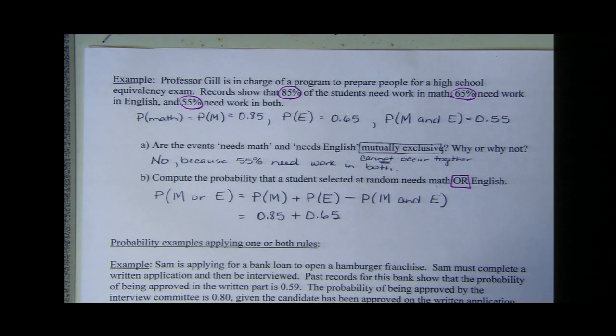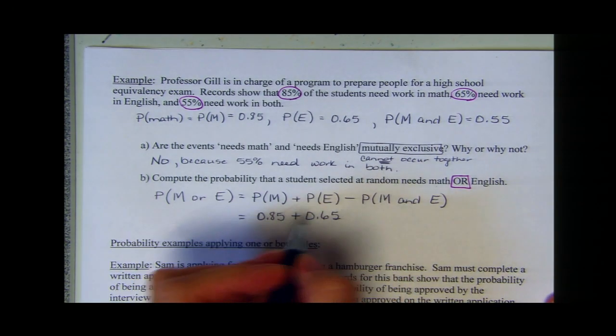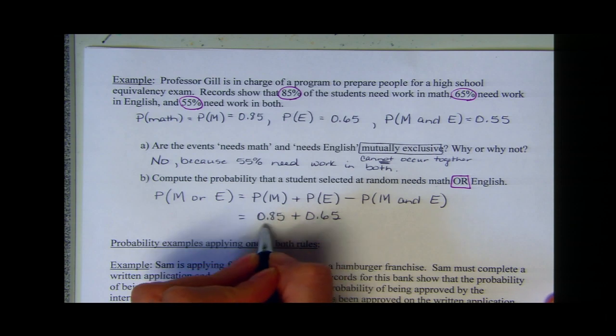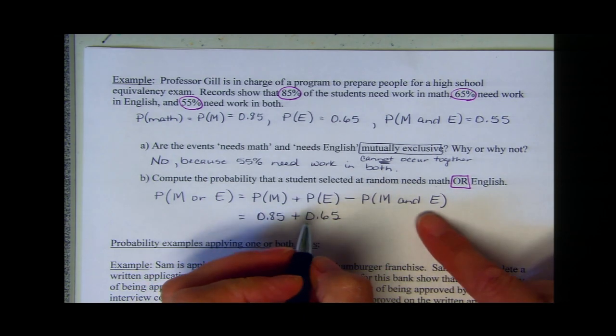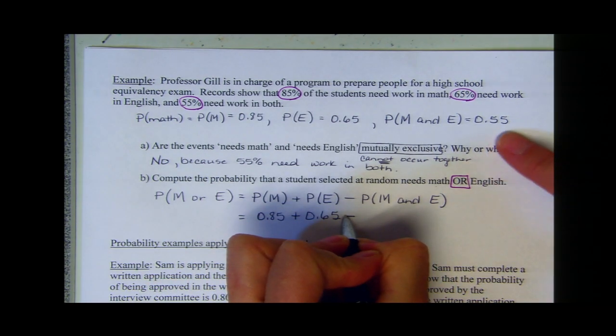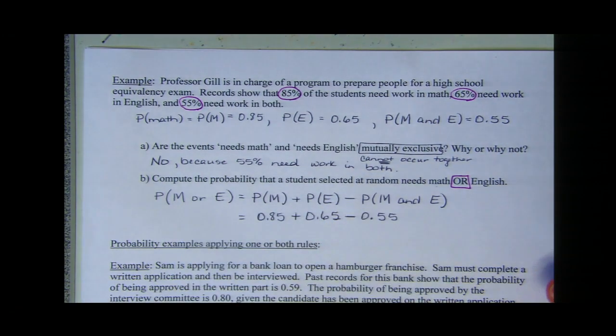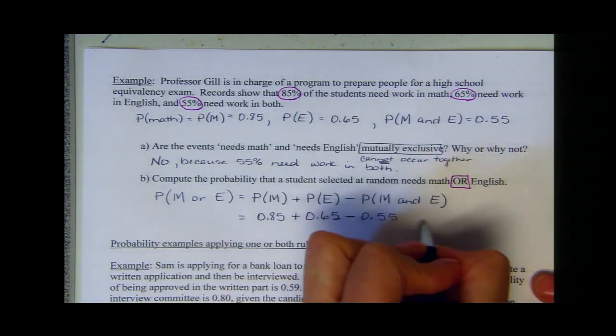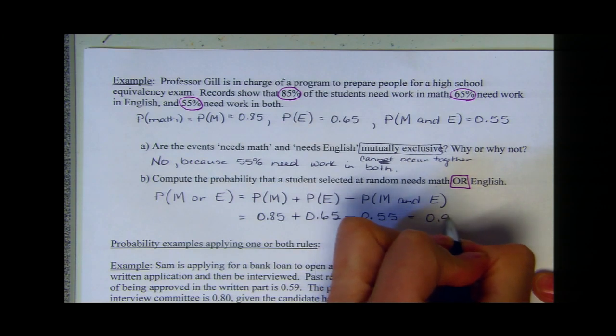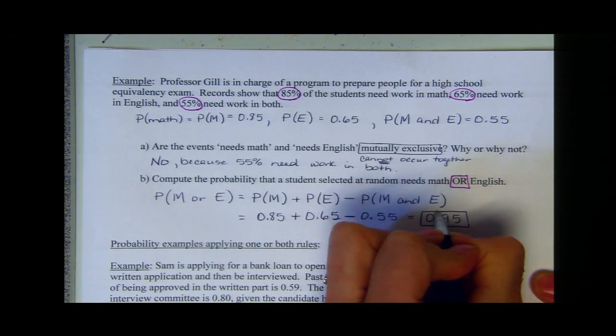Well, that should raise a red flag for you because we have talked about and defined that probability always, always, always has to be a number between 0 and 1, and 1.5 would be too big because we have some students that are a part of this 85% and a part of this 65%. So we have to subtract those that need help in both, which would be 0.55. So then I subtract the 0.55 and I get 0.95. So that is my probability.